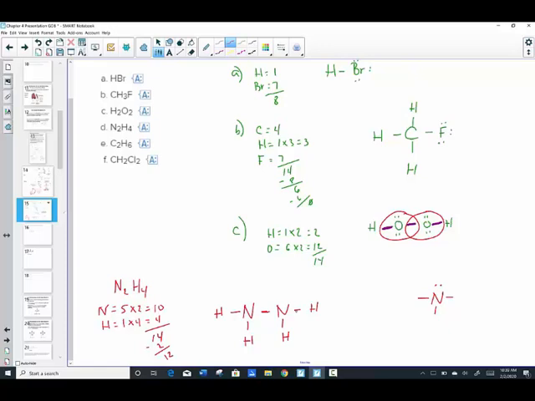And what did we use? We used 1, 2, 3, 4, 5, 6, 7, 8, leaving us 4 electrons left. 1, 2, 3, 4. Each nitrogen has its 3 bonds and 1 set of dots. You drew the Lewis dot structure, connecting the nitrogens together and using the hydrogens to complete the bond requirement.